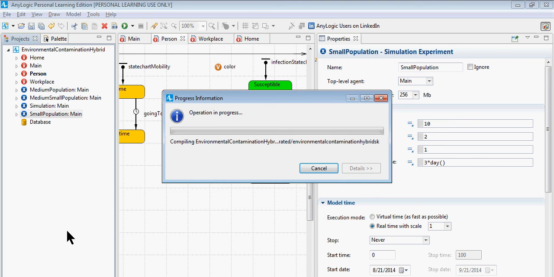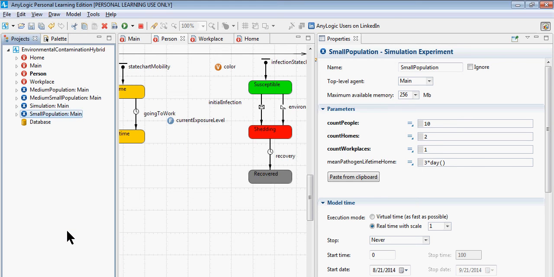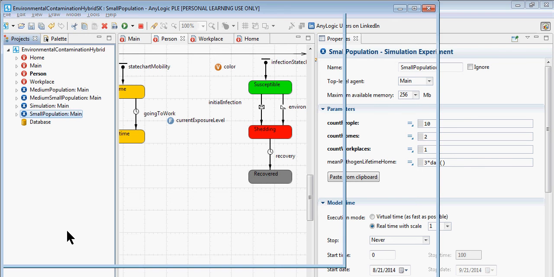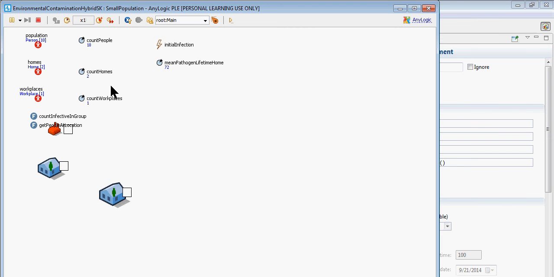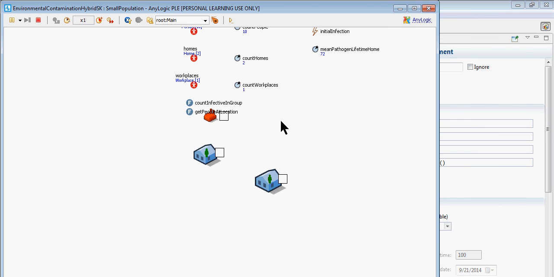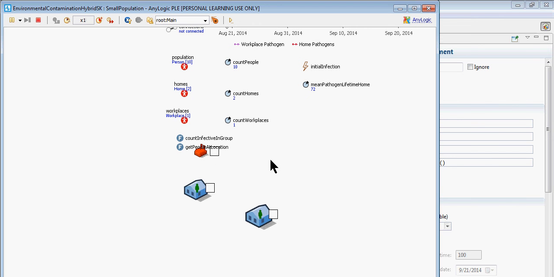So there's persons, they can get infected, they can reach a shedding state, and when they shed, they're shedding into the pathogen reservoirs at their location. But a person who's susceptible can be exposed to those pathogen reservoirs, contract the infection, and reach a shedding state themselves. Okay? So let's run this thing. Let's run it with a small population.